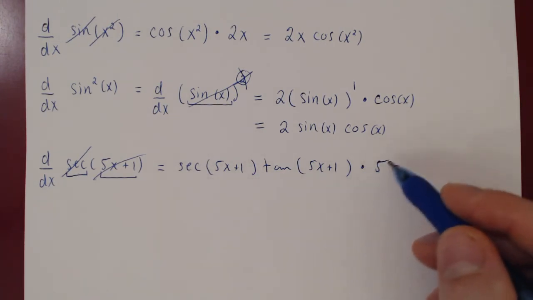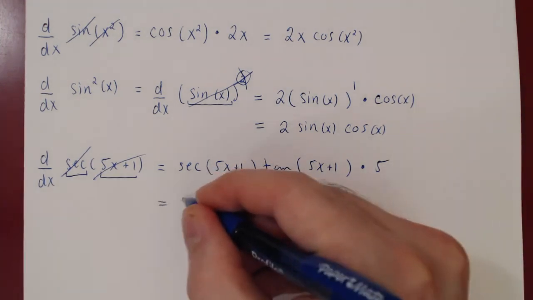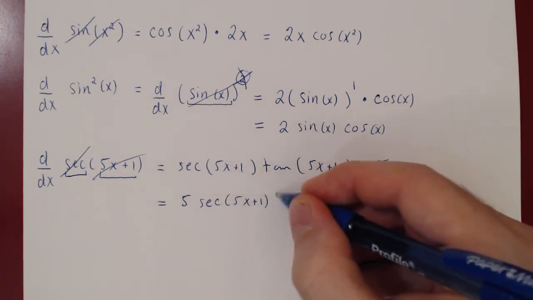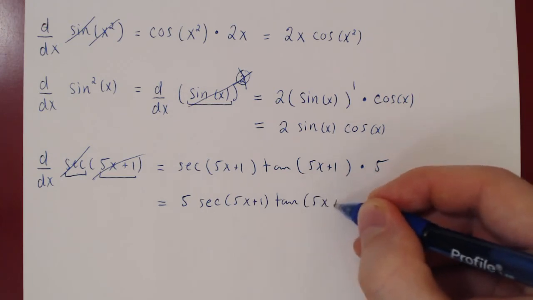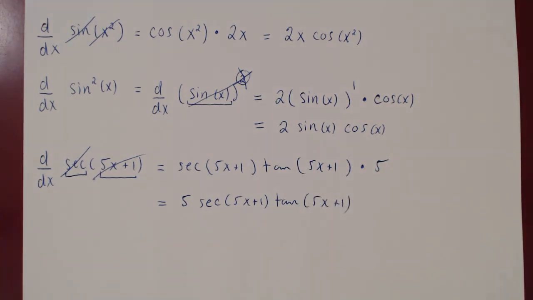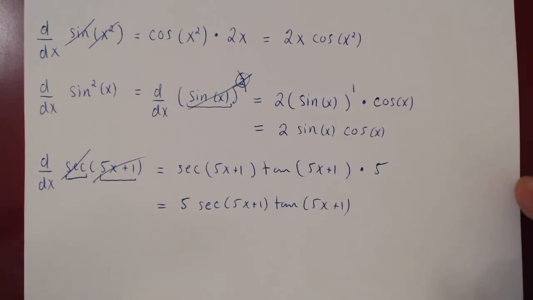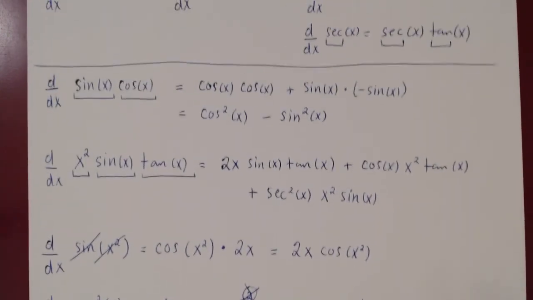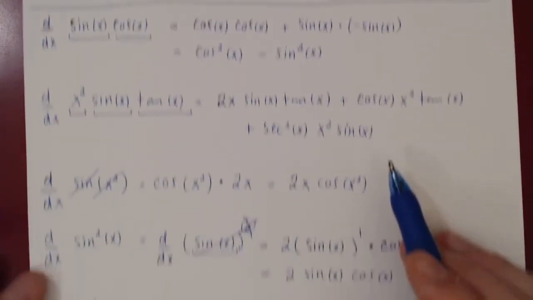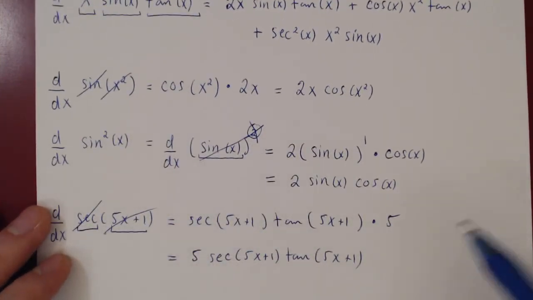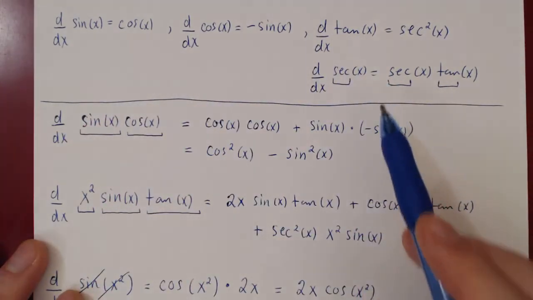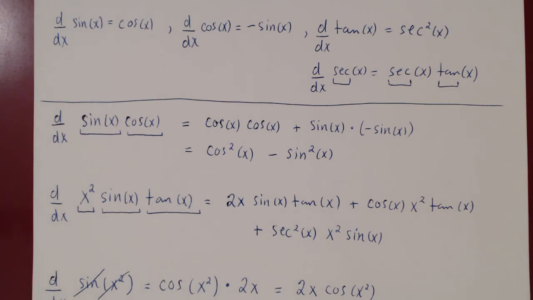As always, write the simplest terms first. So this will just be 5 times secant of 5x plus 1 times tangent of 5x plus 1. And there you go. So you see, as far as the derivatives involving trigonometric functions, nothing changes. You still apply the product rule in the same way, the chain rule in the same way. The only difference is you have a few new formulas for the derivative of the trigonometric functions. If you had, say, a quotient, same thing, you would use the quotient rule.